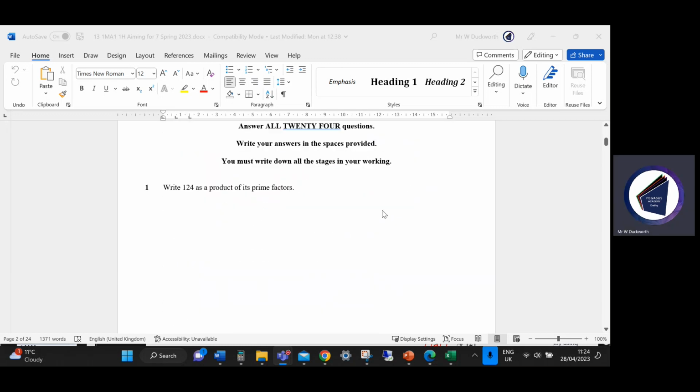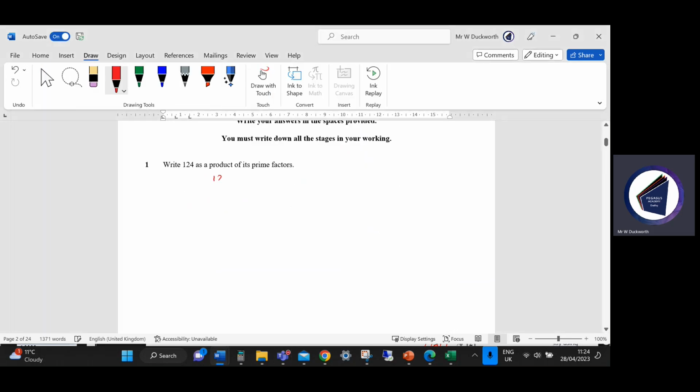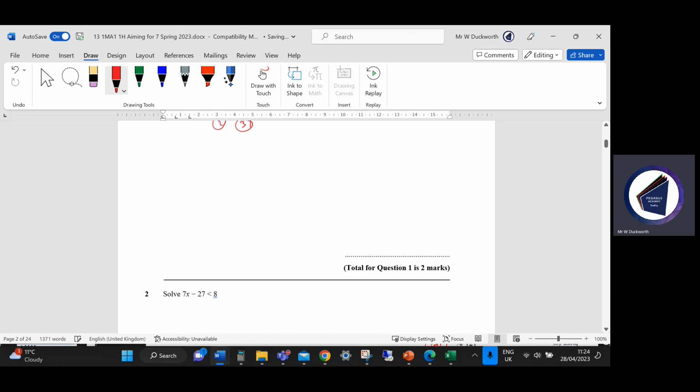Question 1 then: write 124 as a product of its primes. If I'm doing a prime factor tree, I will always take off the smallest factors first of all. So I'm going to treat that as 2 and 62, which is going to be 2 and 31. Those are all prime numbers, so I stop there. As a product of its prime factors, that's going to be 2 times 2, or 2 squared, times 31.